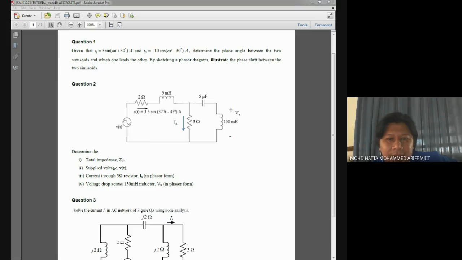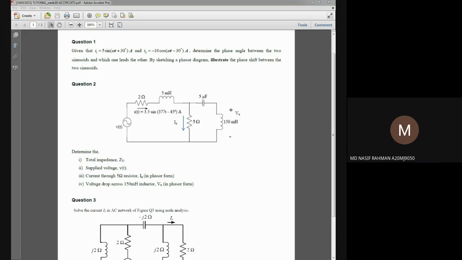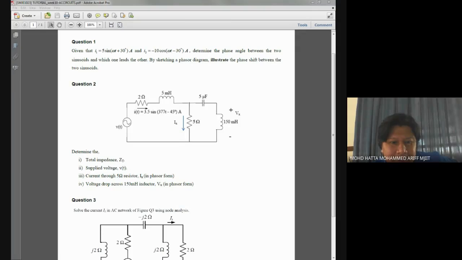Could someone tell me what's the answer for phase angle? 210 degrees. 210. Wait, I'll check my answer. No. The answer is 150 degrees.